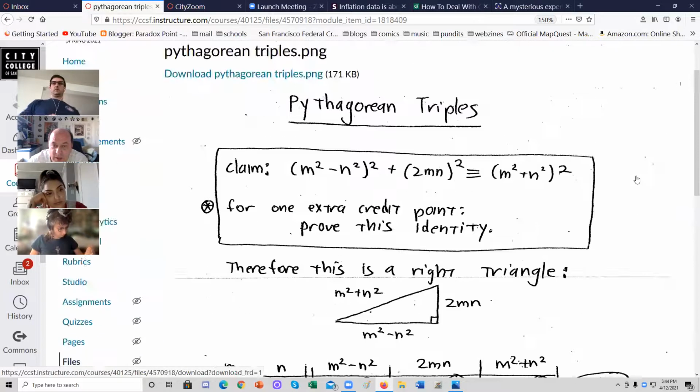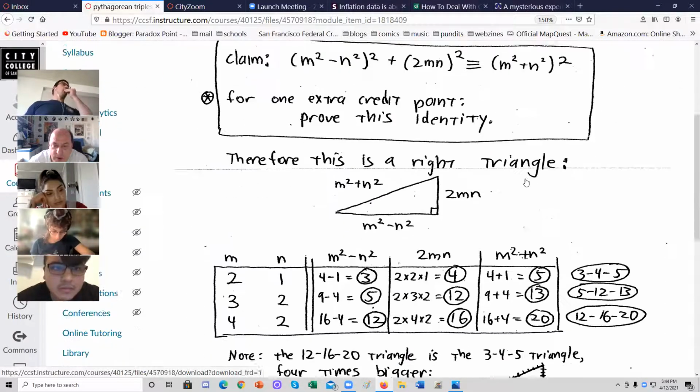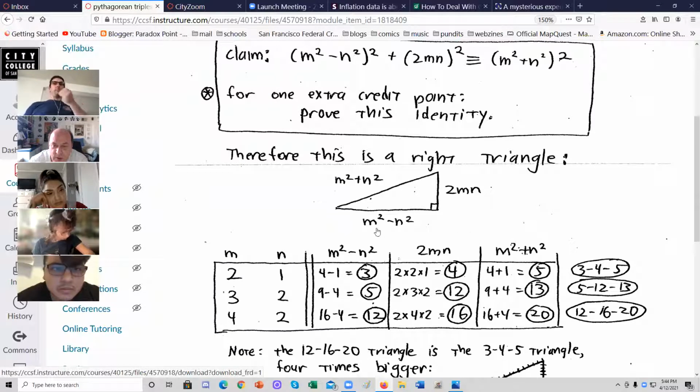A number of others. Now here's the claim. If you have two whole numbers, m and n, then m squared minus n squared, 2mn, and m squared plus n squared forms a Pythagorean triple. Therefore, this would be a right triangle with one side m squared minus n squared, one side 2mn, and the third side m squared plus n squared. For example, if m and n are 2 and 1, you get the 3, 4, 5 triangle. If m and n are 3 and 2, you get the 5, 12, 13 triangle, and there are an endless number of others.